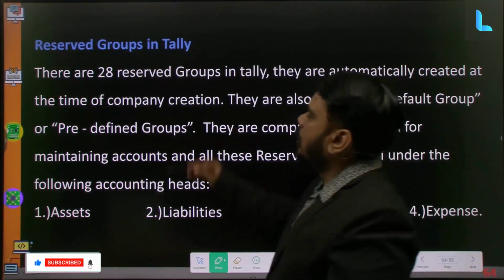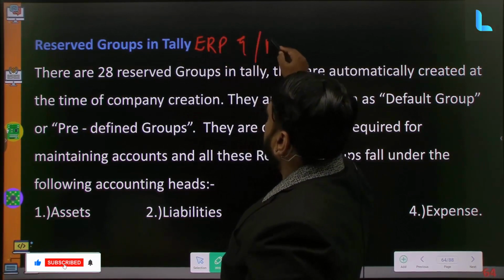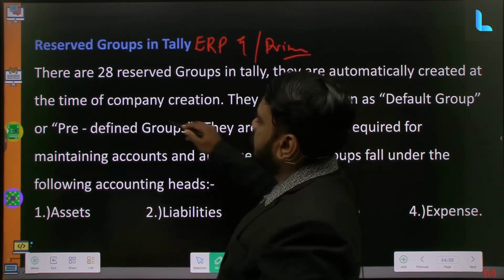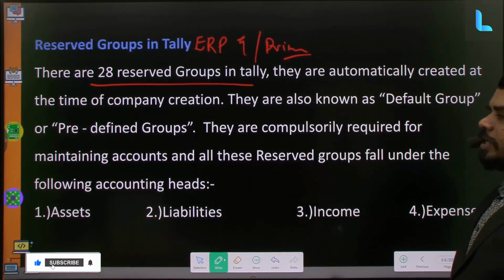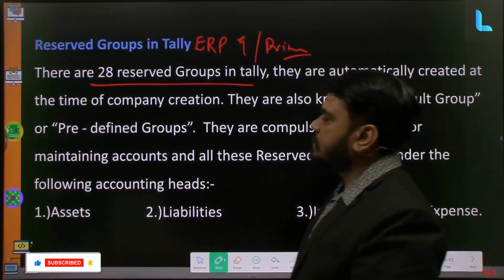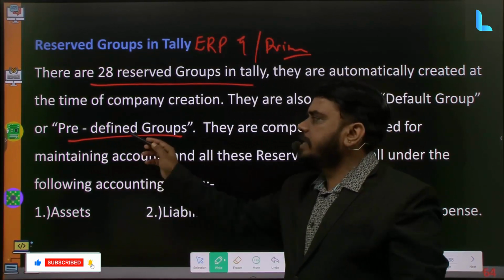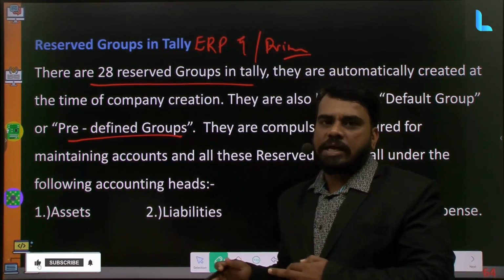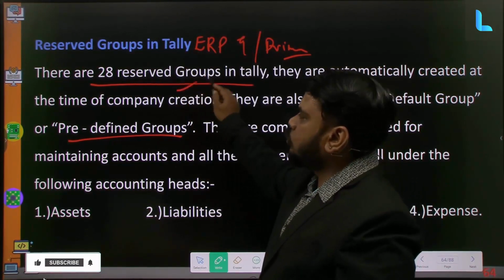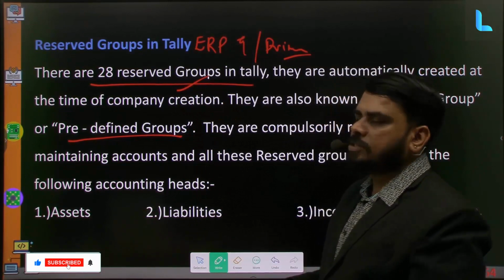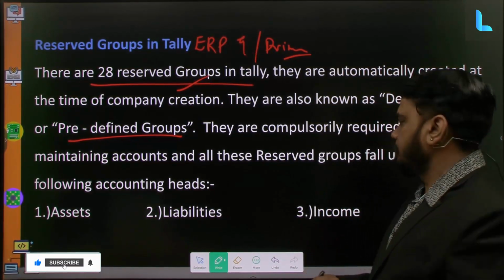So in Tally, Tally ERP 9 or Prime, any version you take, how many reserved groups do we find? We find 28 reserved groups. This is very, very important. We also call these predefined groups. It means when you create the company, the application automatically creates these groups. Without these, we can't maintain accounts. This is the basic structure we can say. That is why they are called reserved groups, and they are predefined or created automatically as soon as we create a company.